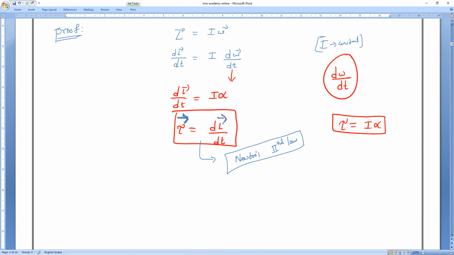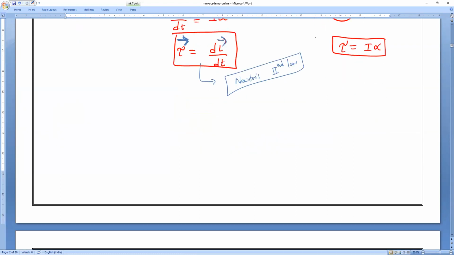Anybody having any doubt, you can ask me. Are you clear, everybody? I hope you all understand. So this is what is called conservation of angular momentum. Any doubt, guys? Please respond. Are you clear? Understood. So this is what we used to call conservation of momentum.